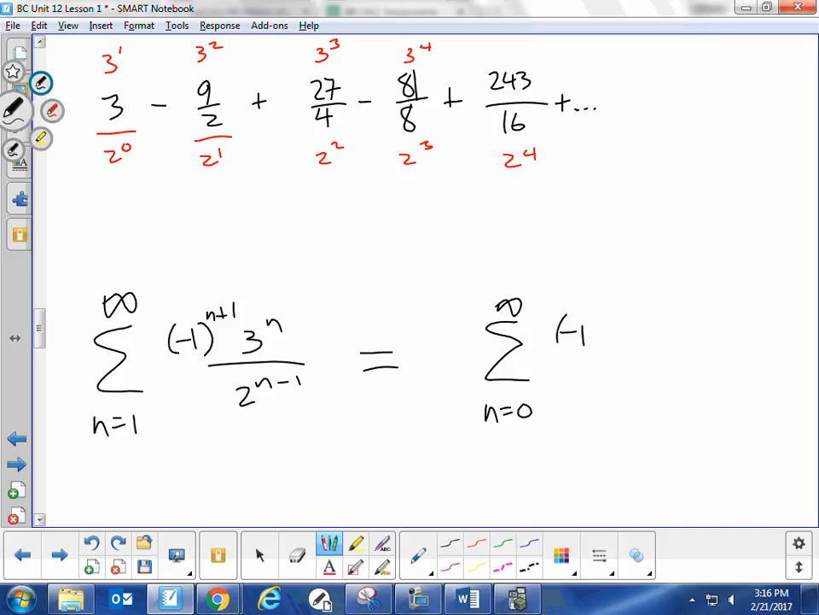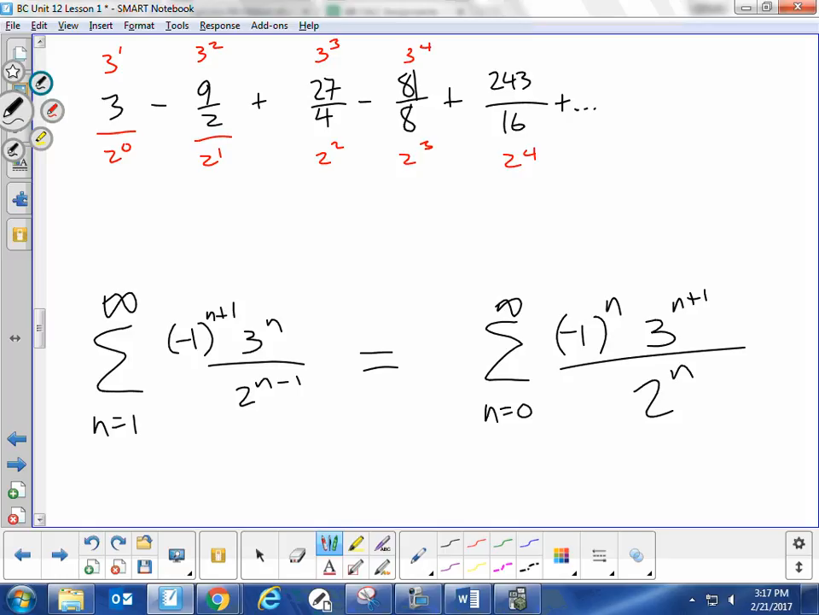Well, I can just do negative 1 to the n, because negative 1 to the 0 power is just positive 1, then negative 1 to the 1st power would be a negative, so that works out with the positive, then the negative, and the positive, and the negative. That's fine. Well, I need to start with 3 to the 1st power, so this would be 3 to the n plus 1, and all of a sudden, I'd start with 0 plus 1, that's the 1st power. I divide it by 2 to the 0 power. Well, that's easy. That's just 2 to the n. And all of a sudden, we have that one.